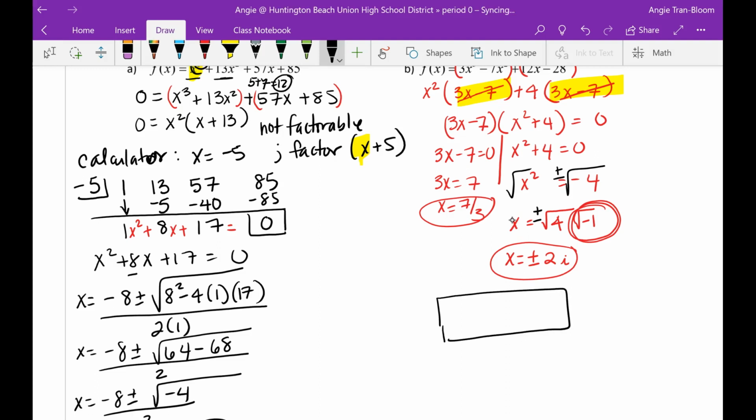So we will put all of these together in one location. So the complex solutions are 7/3. That's one real solution. And there are two imaginaries. They are plus 2i and negative 2i. And guess what? This is the end of our video. Okay, so just a reminder, if you didn't get it, please do listen to it again.